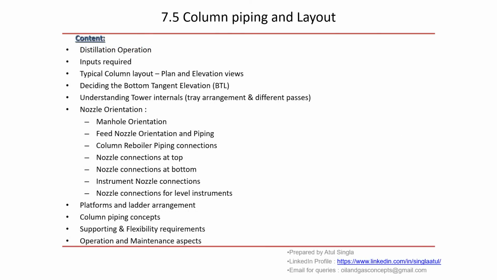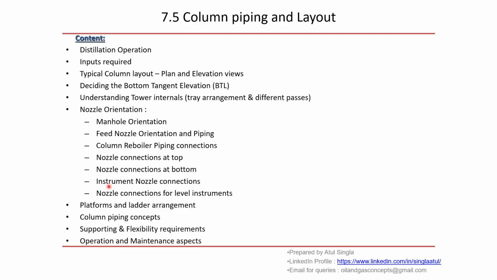So in this presentation, in this column piping and layout, what we have covered: distillation operation, we tried to understand how this column is working, what are the various inputs required to do the column layout. Typical column layout, we tried to understand what kind of plan and elevation views, how we can decide the bottom tangent elevation.